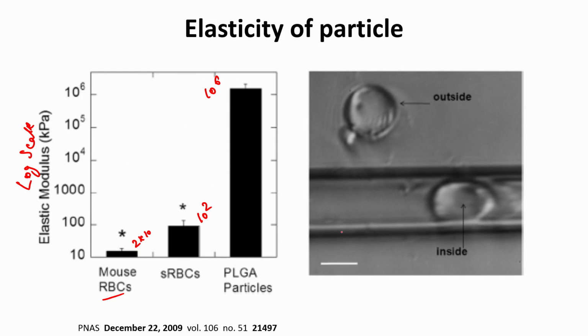So, now they have flown it through microfluidic channels, which are actually smaller than the particle size. And what you can see is this particle can actually squeeze through these microfluidic channels, just like the blood vessels will cause the RBC to squeeze through them. So, we can mimic these properties.